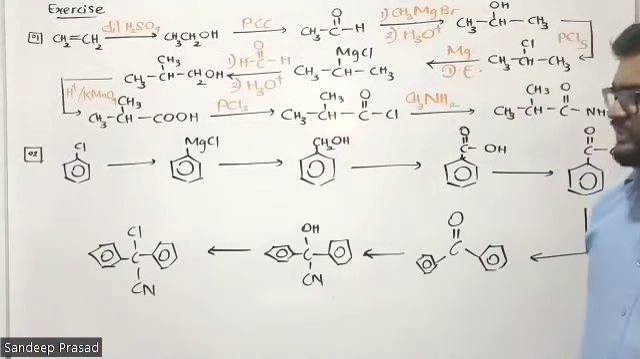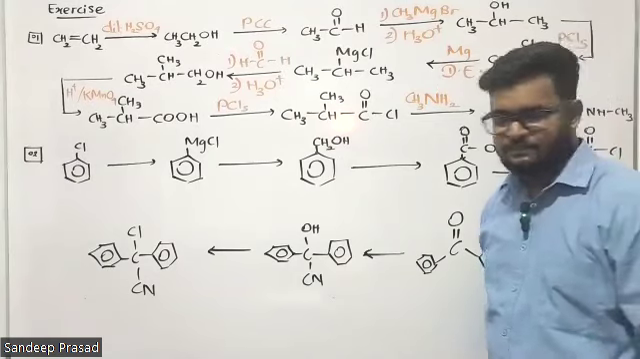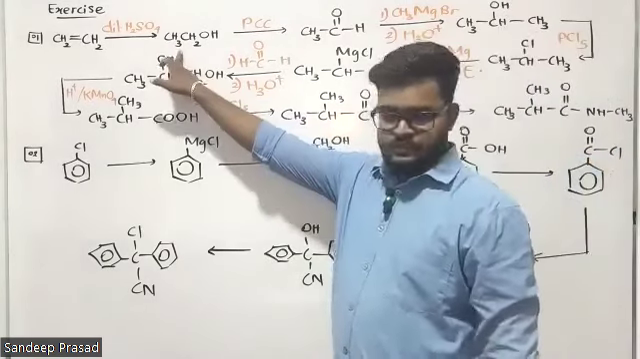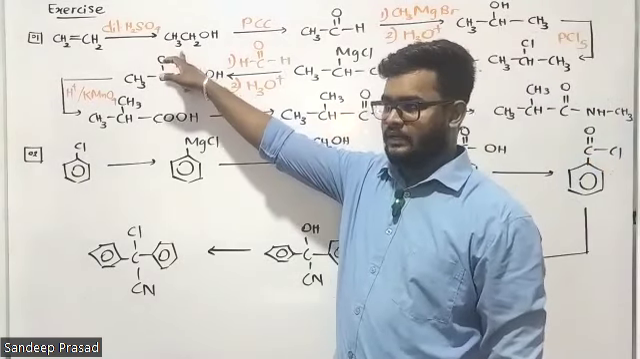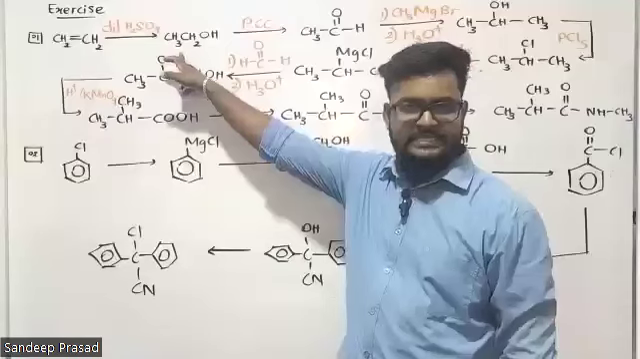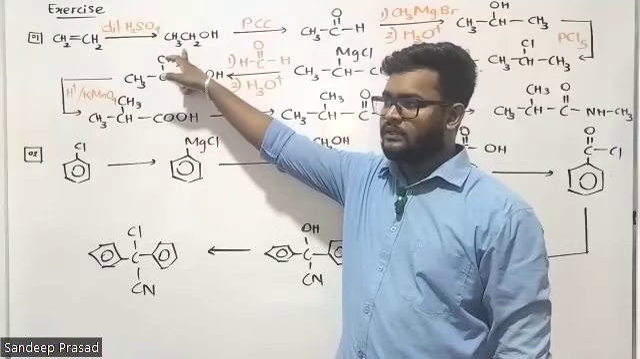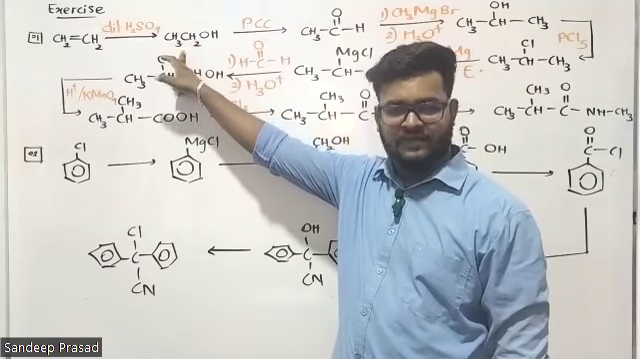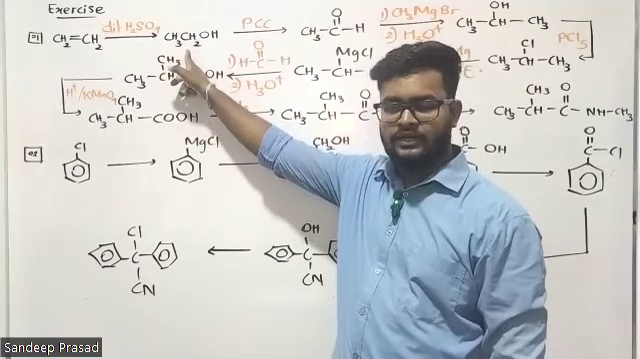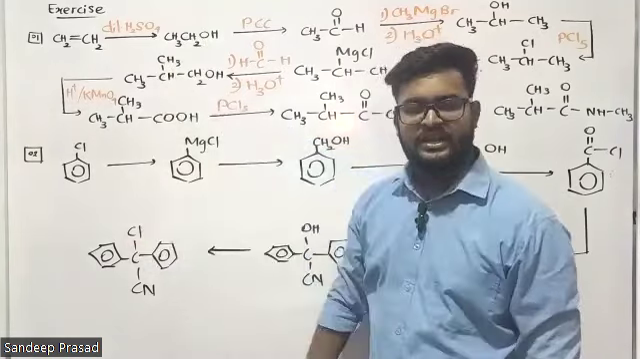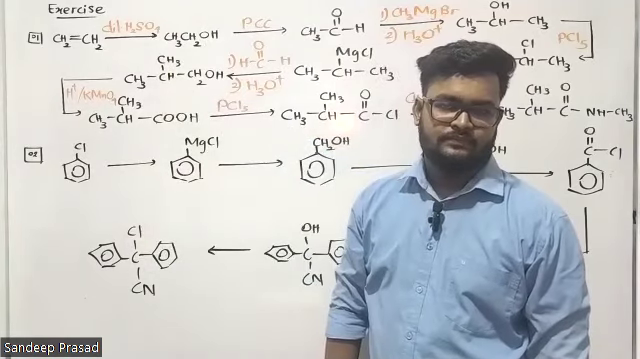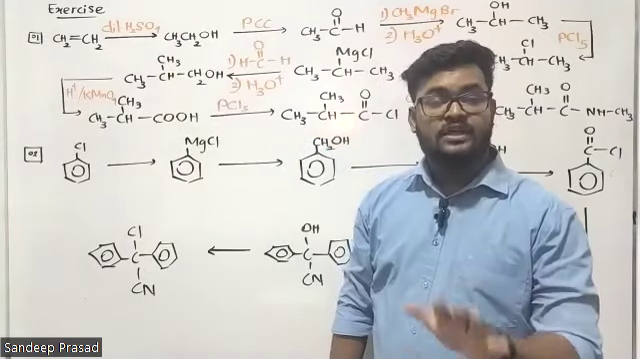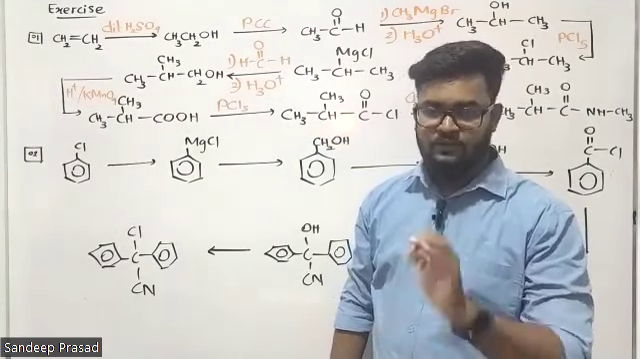Only one of you told me the correct answer. Students, can you remember? Even in the theories, I told you this one. In addition reactions of alkenes also, I told you this one. Can we do this conversion by adding diluted sulfuric? By adding diluted sulfuric, can we produce ethanol?